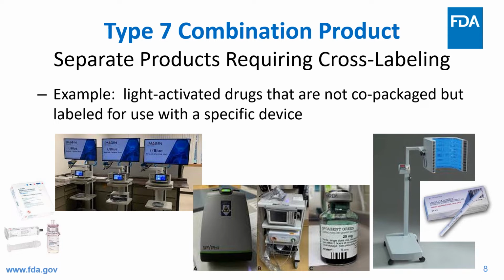On the left-hand side, you see Cysview, which is used for the identification of bladder cancer with the Karl Storz system. The center is another example from Stryker, which is the Spy Agent Green, an indocyanine green agent, which has to be used with the SPY-PHI system for the detection of lymph nodes during gynecologic surgery. And finally, on the right, you see the 5-ALA or aminolevulinic acid product that's used with the blue light.